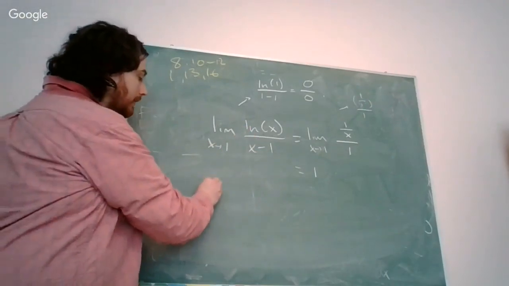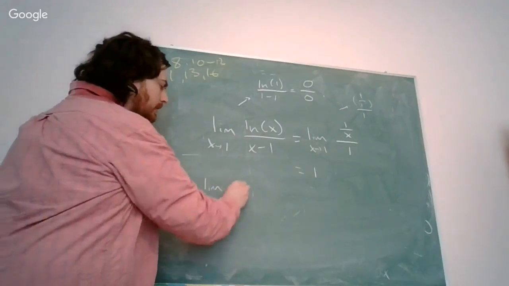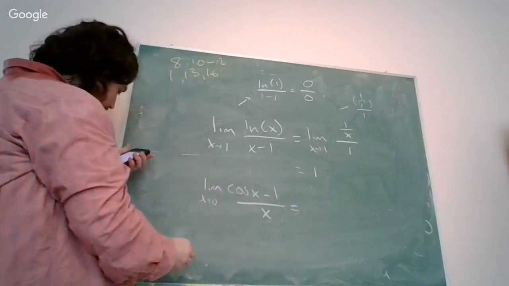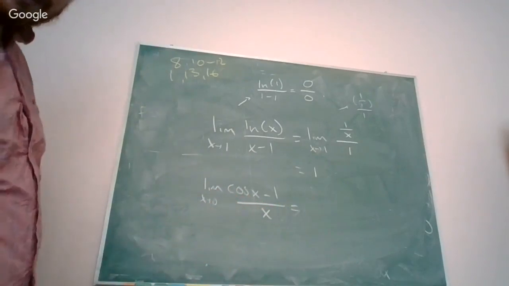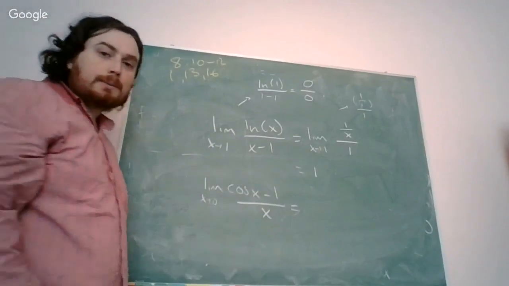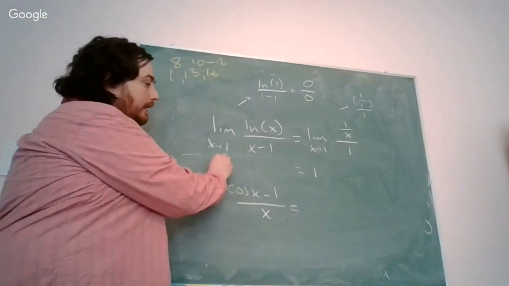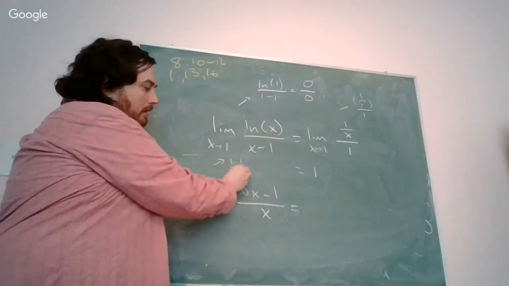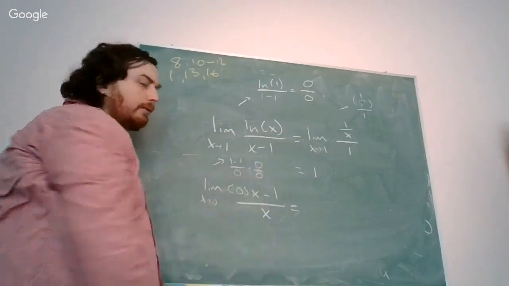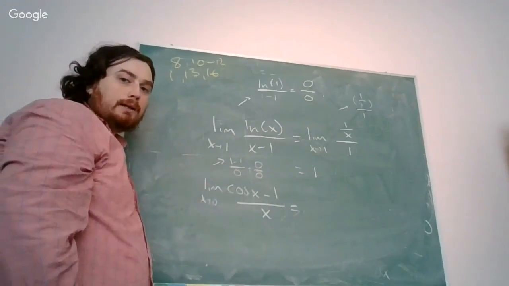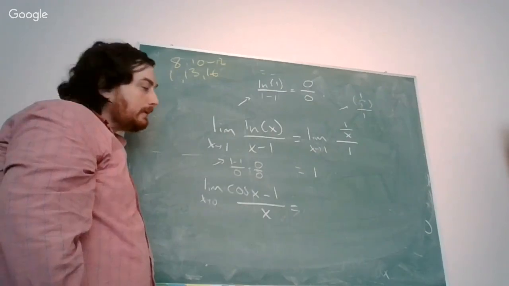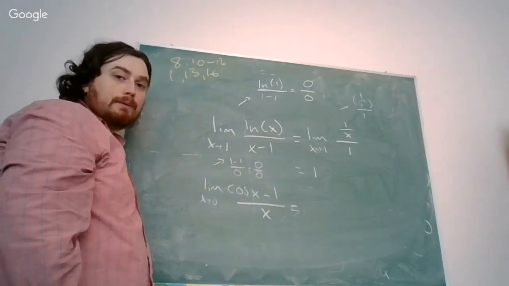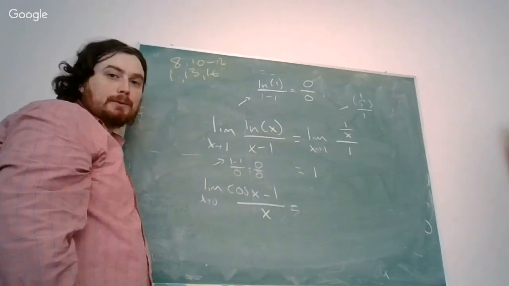Now, the next one was the limit as x goes to 0 of cosine of x minus 1 over x. Just making sure I'm reading that correctly. So I have cosine of x minus 1 over x. Now, if I plug 0 into here, what I get is cosine of 0 is 1, minus 1, all over 0, which is again 0 over 0. So again, I end up with my indeterminate form. So I have to do more work. How do I do more work? I take the derivative of the top over the derivative of the bottom and use L'Hopital's rule.